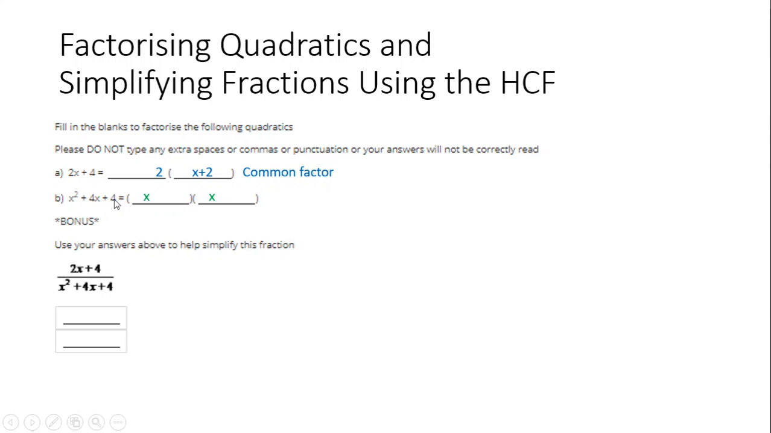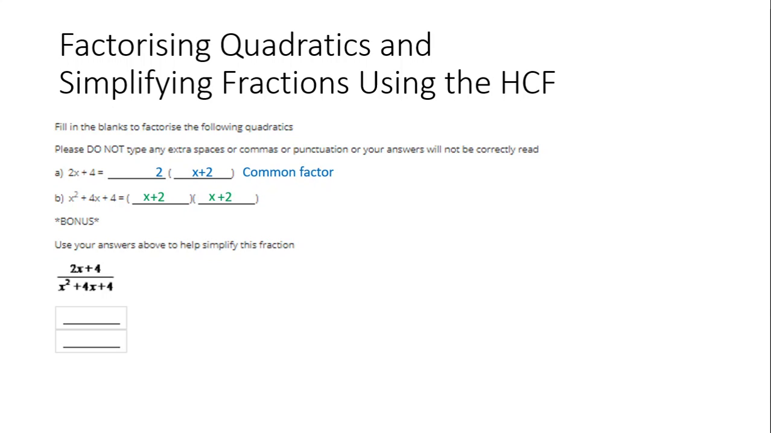Either 1 and 4 or 2 and 2. And add to make 4, 1 and 4 makes 5, so it must be the 2 and 2. It multiplies to make a positive, so both the signs are the same, and it adds to make a positive. Those two signs cannot both be negative, so it's +2 and +2.